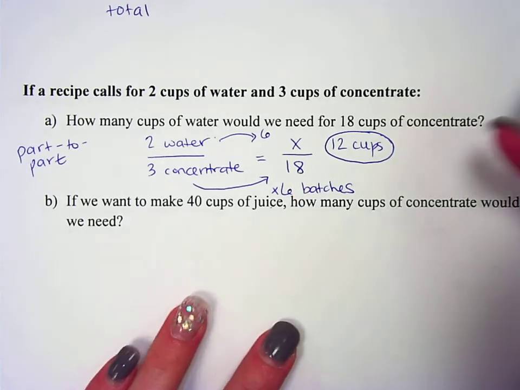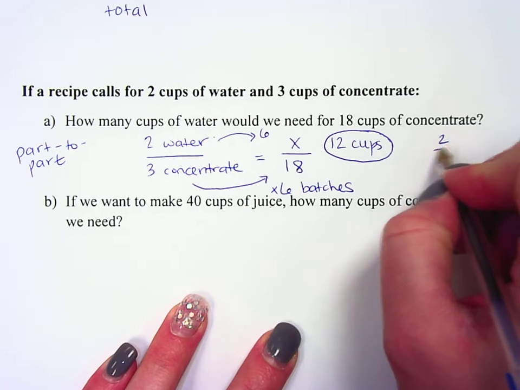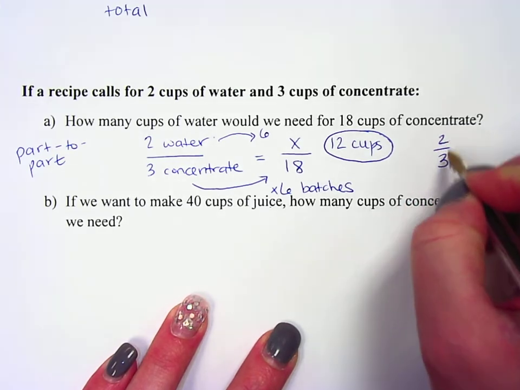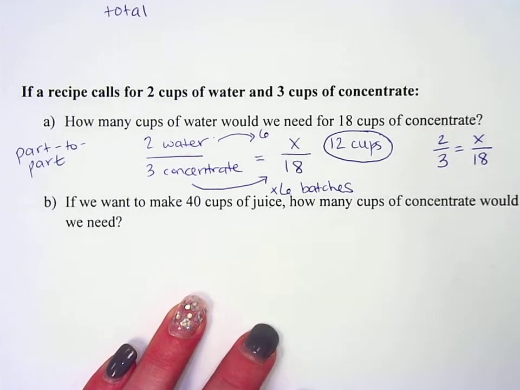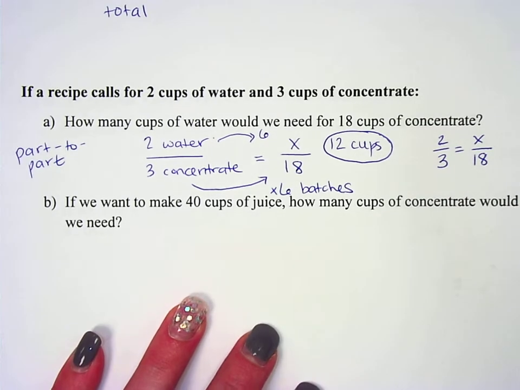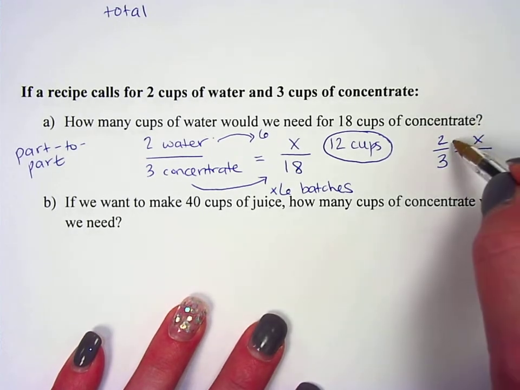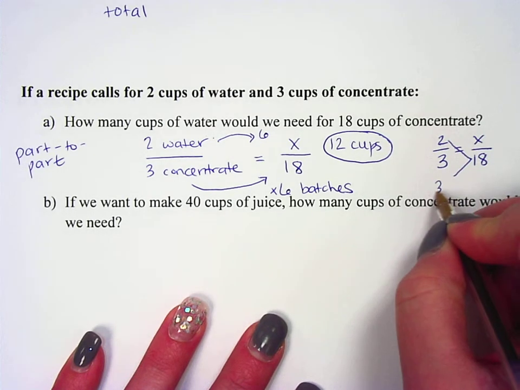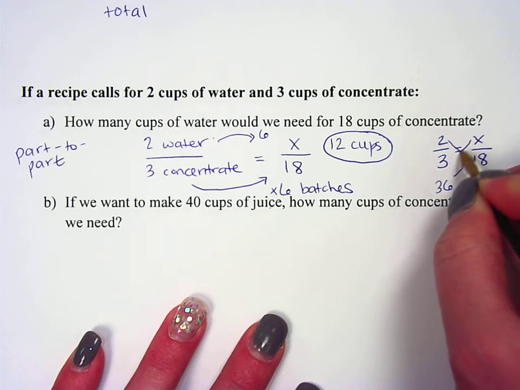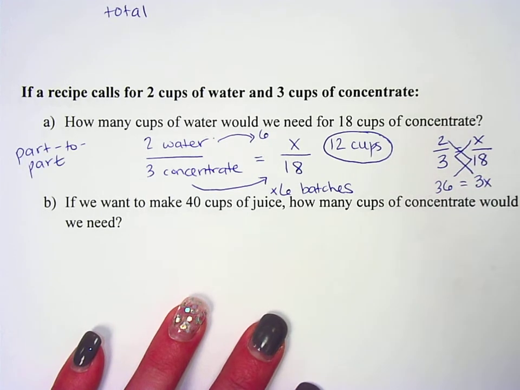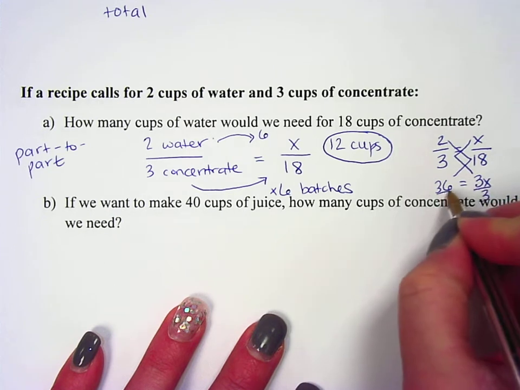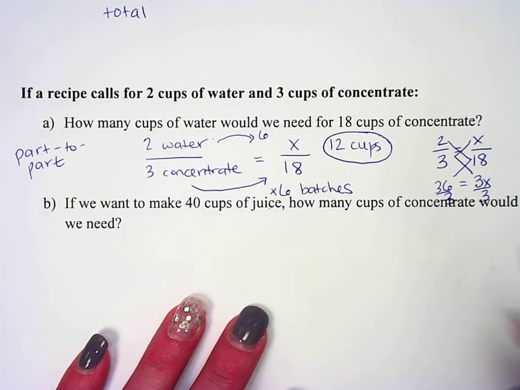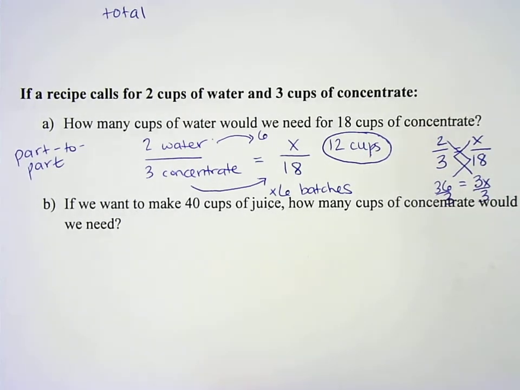There is another way though we can solve this. I'm going to rewrite my proportion over here. 2 water to 3 concentrate is like x to 18 cups of concentrate. Instead of doing scale factor, remember the other way is to cross multiply. So 2 times 18 is 36. 3 times x is 3x. I would solve for x then by dividing by 3. Notice I still get that same 12.